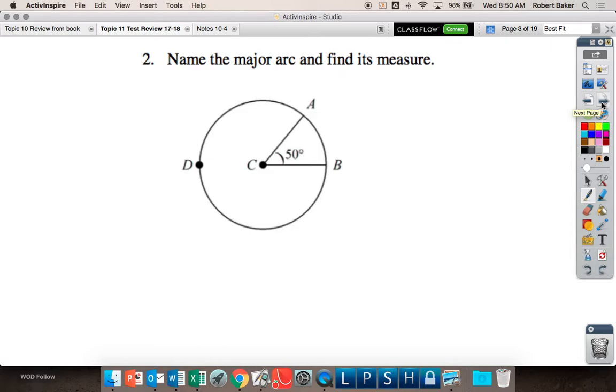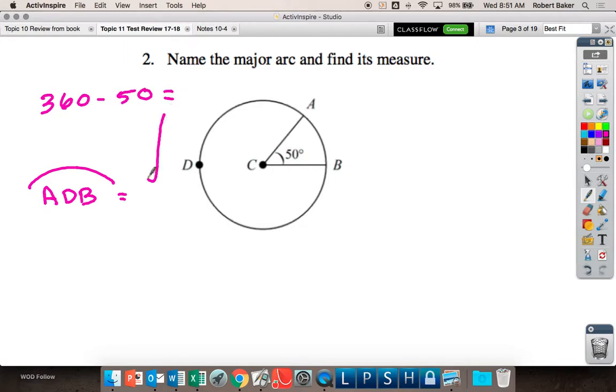It says name the major arc and find its measure. So you have to name what the major arc is, and then tell me how many degrees it is. ADB would be the name of the major arc. And then to tell me how big it is, you could take 360 degrees and subtract the minor arc, and that would equal how big the major arc is.